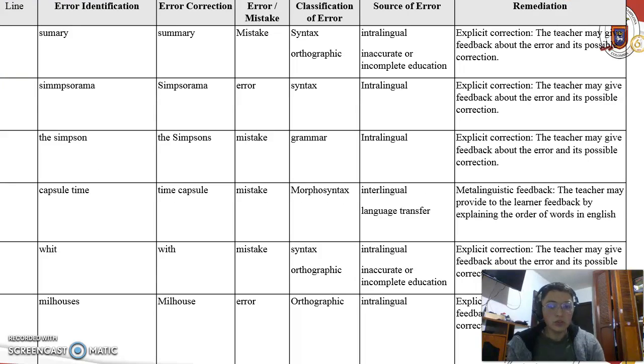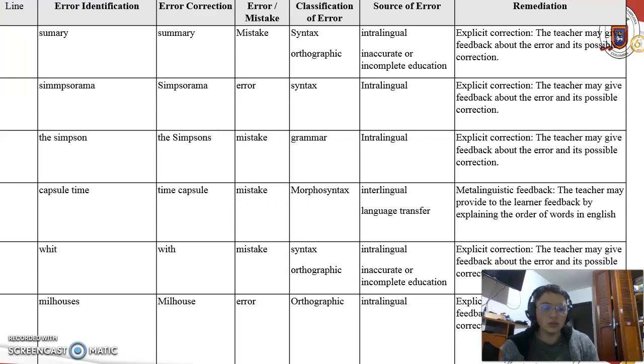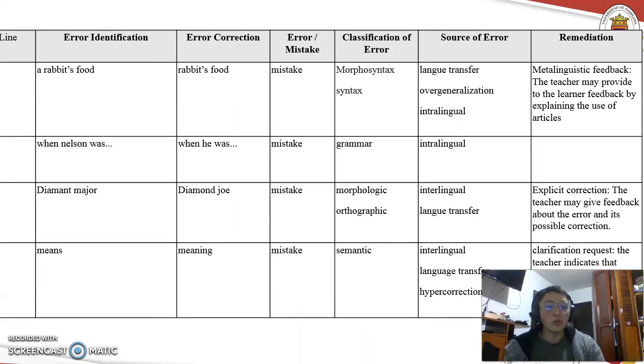And now the error analysis grid. My process of analysis of this text: first of all, I divided the text into 6 lines, which was the length of this document. I started by identifying the errors, such as summary and Sensorama. Some of them were related to how we write proper names and how we formulate a word, some words in English, not in Spanish.